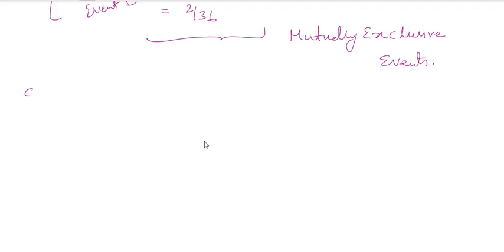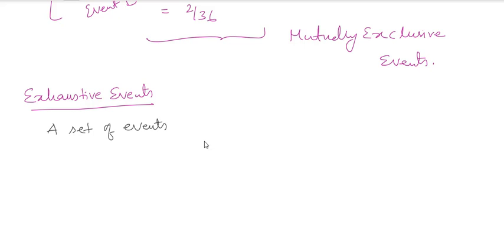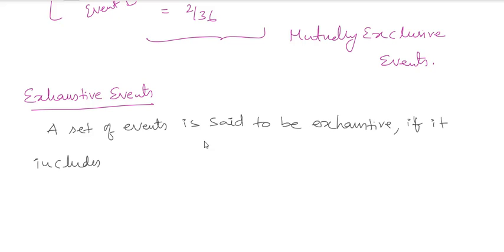Next one will be the exhaustive events. A set of events is said to be exhaustive if it includes all the possible events together. It includes all the possible events.